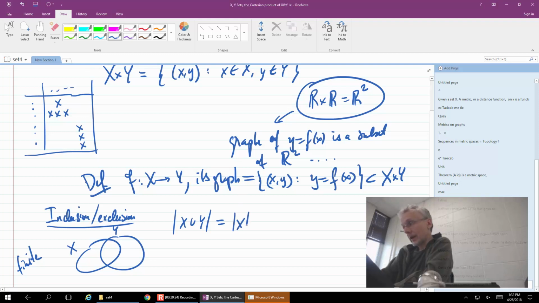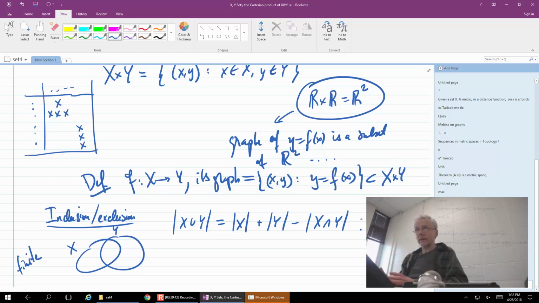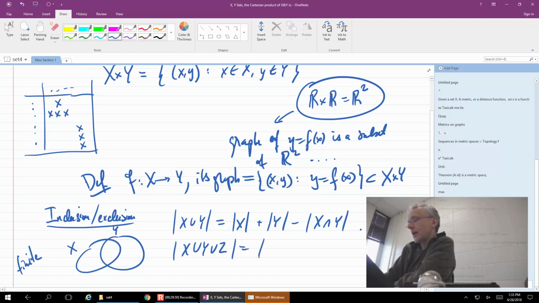The number of elements in x plus the number of elements of y, minus the number of elements in the intersection, right? Okay, so that is the inclusion-exclusion principle when you have only two. But once again, we know that we can have any number of sets in the union. So if I go with 3 now, that's a bit tricky.